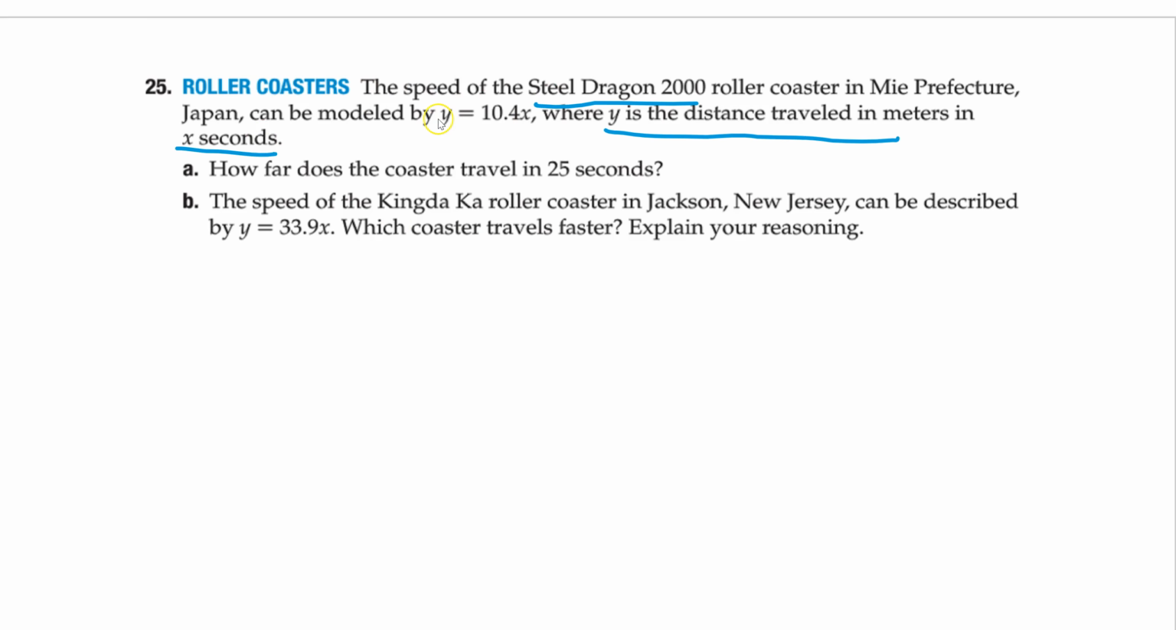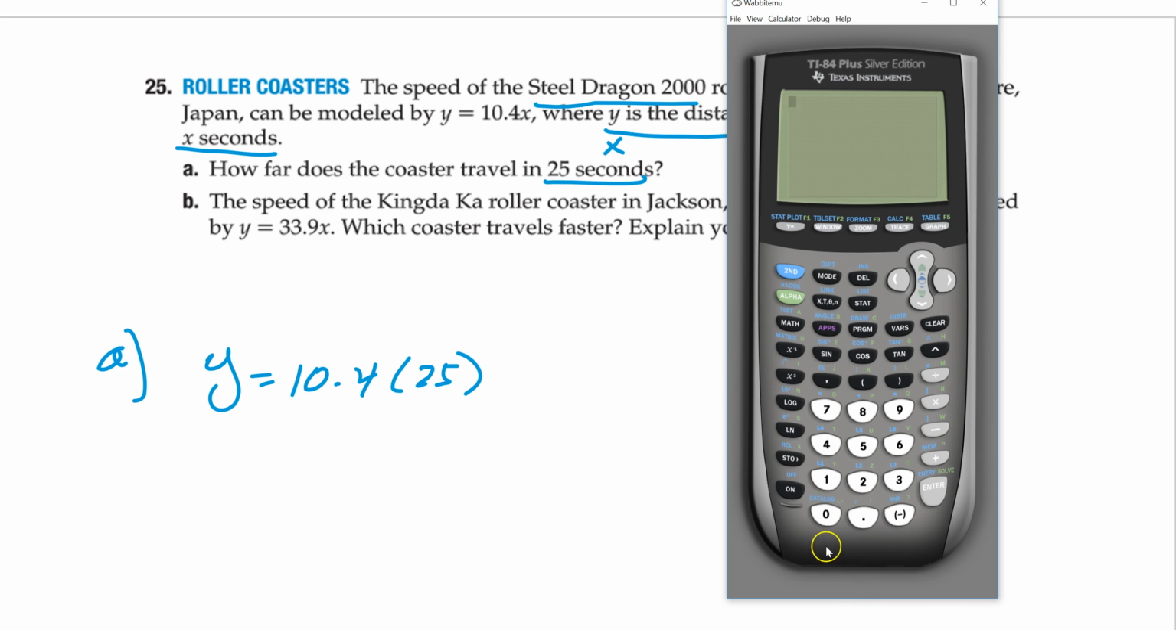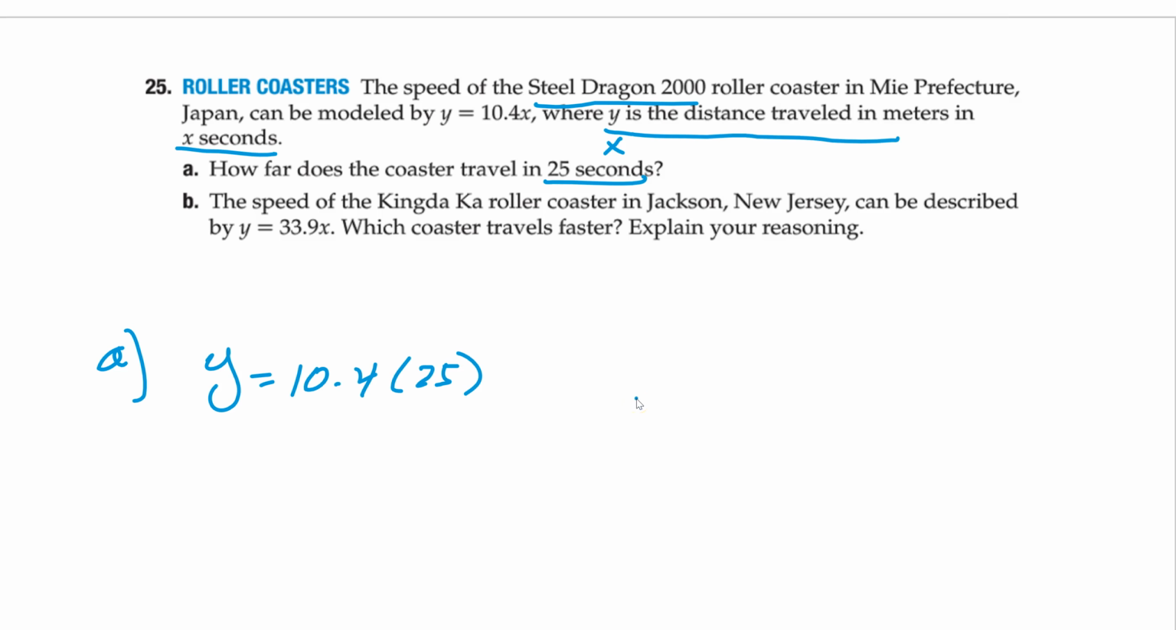So you have this equation, and we know exactly that x is seconds, how long it's been, and y is how far you've traveled in meters. So the question is, how far does the coaster travel in 25 seconds? A is easy. They gave me seconds, so all I gotta do is plug it into the equation. We plug into our calculator: 10.4 times 25, and I get 260. So remember, it's meters. 260 meters. It travels 260 meters in 25 seconds.